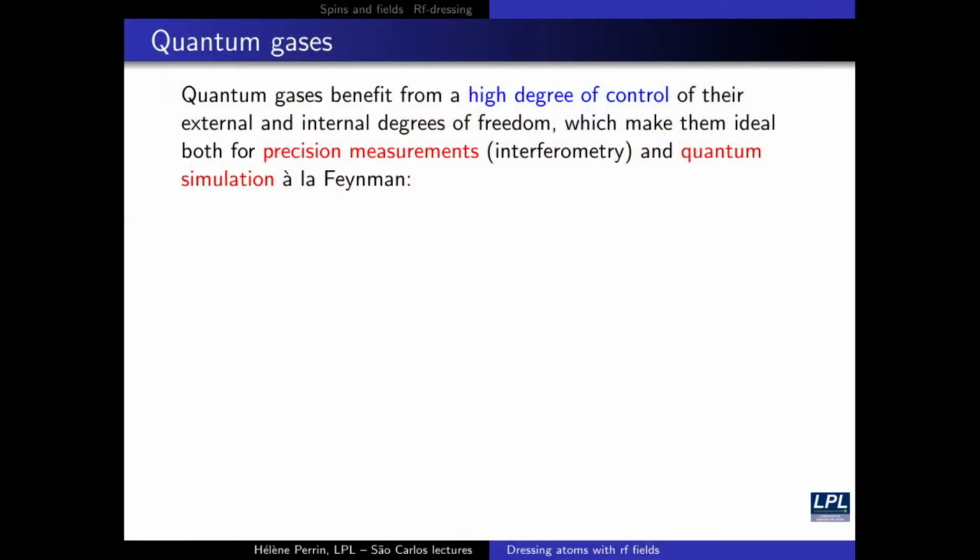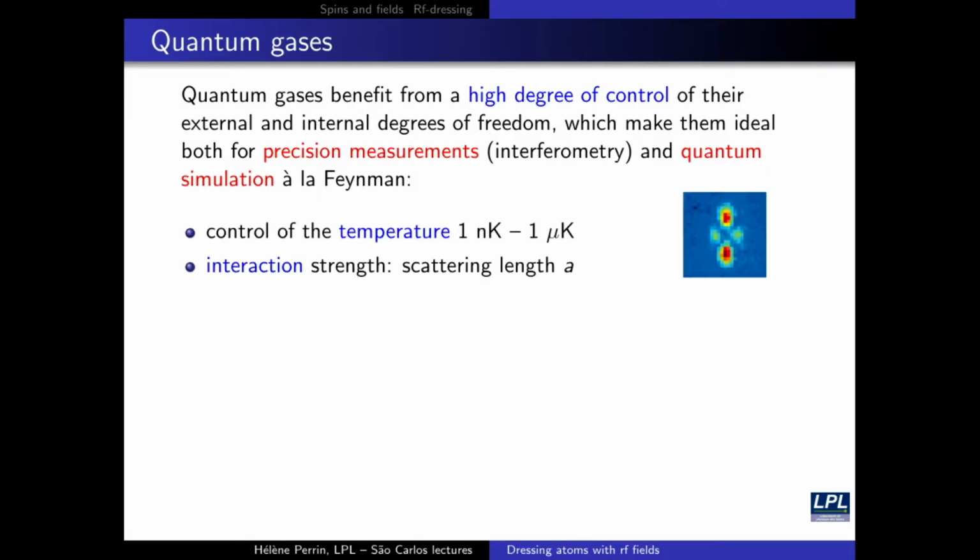So quantum gases are really great systems that provide us with a very high degree of control of their external and internal degrees of freedom. And for this reason, they are ideal both for precision measurements used in atom interferometry and for quantum simulation, as proposed by Richard Feynman in the early 80s. The Bose-Einstein condensates and Fermi gases allow you to control the temperature of the gas in the range of nanokelvins, and also the interaction strength between particles, as shown here in this picture of chromium atoms, which expand really anisotropically because of their dipolar interactions.